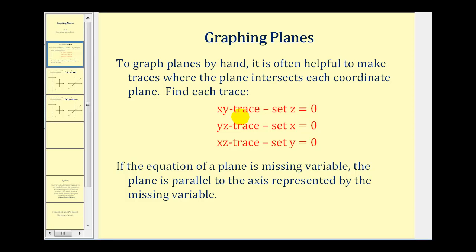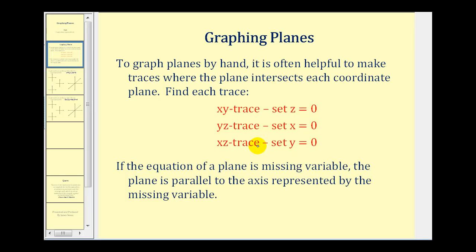These are called traces. So to determine the XY trace, we'll set Z equal to 0. To find the YZ trace, we'll set X equal to 0. And to find the XZ trace, we'll set Y equal to 0. Then we'll combine these three traces onto the XYZ coordinate system to make a graph of the plane.